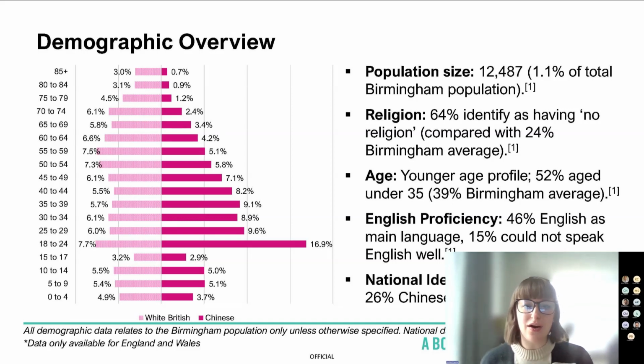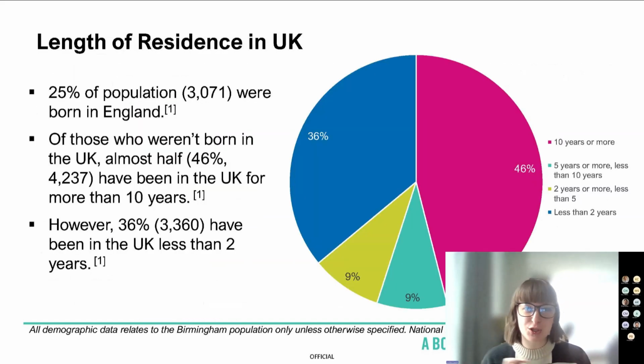Now, one thing that I want to highlight with demographics of the Chinese population on the next slide is the length of residence in the UK, as there are two very separate and large population groups that relate back to when I talked about those other considerations of having different health needs. Around a quarter of the Chinese population in Birmingham were born in the UK, so this equates to around 3,000 people. But of those that were not born in the UK, we see a huge split based on the pie chart on the right.